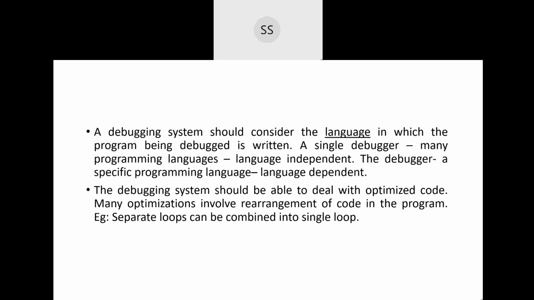Earlier, when I taught you, I said whenever we write a system software, it should be either general, that is, it can be used with any programming language, or it has to be specific. That is, it is either language dependent or language independent. When I say it is language dependent, the debugger will only work for that particular language, because it knows the syntax and rules of only that particular language.